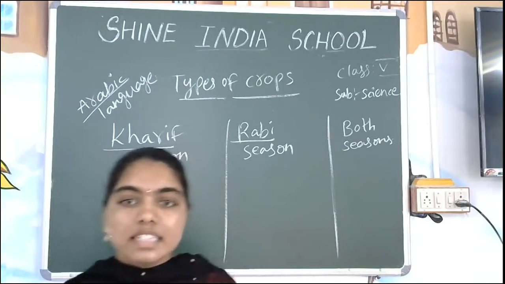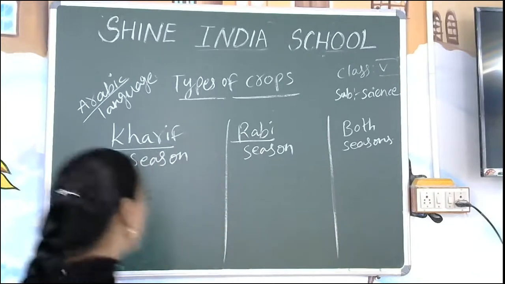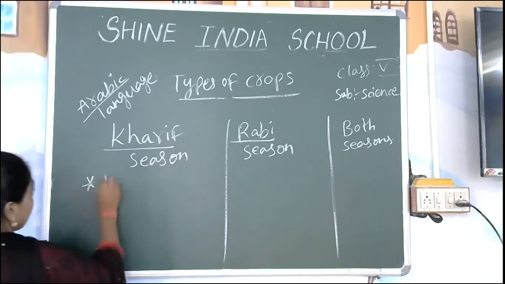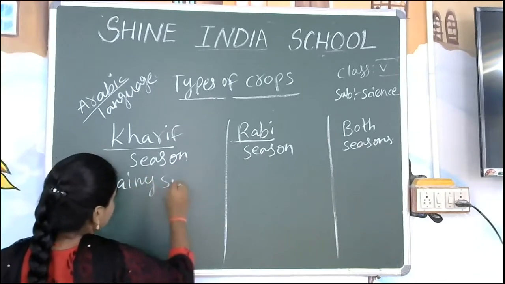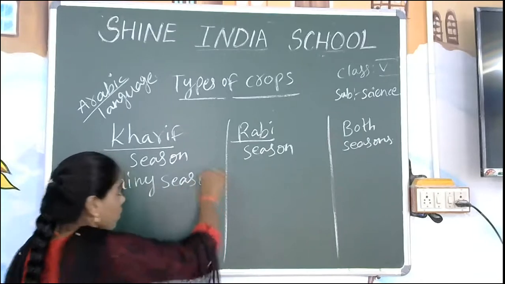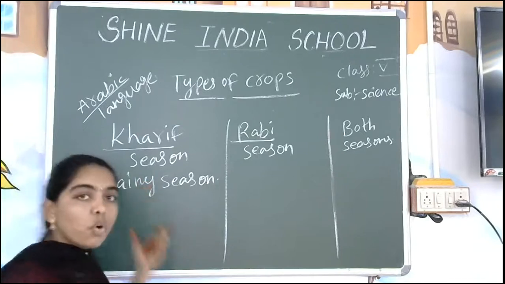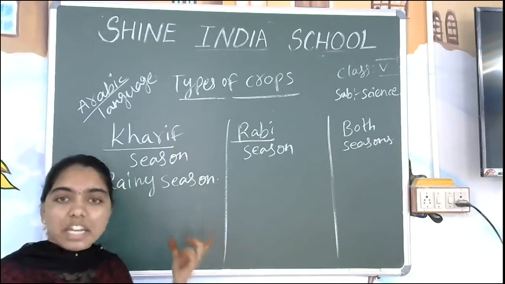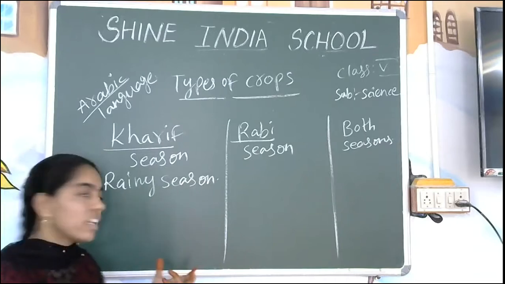Now we will see the Kharif season. The crops which are sown in the rainy season. When will this type of crops be sown? In the rainy season. Especially in the rainy season, the crops which are sown are called Kharif crops. Okay, sown in the rainy season and harvested in winter.